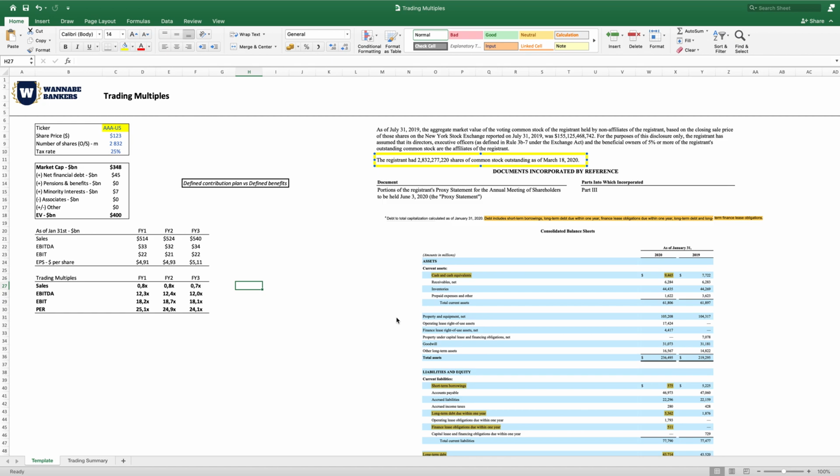Today we're going to discuss the trading multiples used in investment banks. The objective of this model is to value a private company using the trading multiples of listed peers. So in most investment banks, such models are automated. So all you need to do is insert here the ticker.